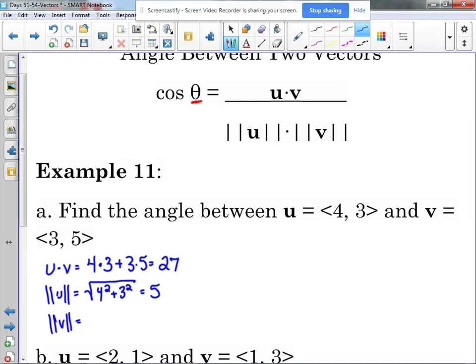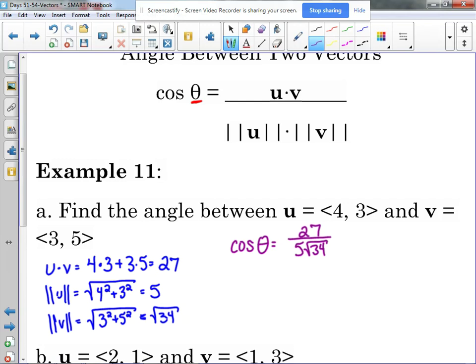The magnitude of v would be the square root of 3 squared plus 5 squared. So 25 plus 9 is 34. So that's the square root of 34. And we're just going to leave it like that. There's no point in simplifying it because we're just plugging it into a formula right here. All right, so the cosine of the angle is equal to the dot product, 27, over the product of the magnitudes. So 5 times the square root of 34.